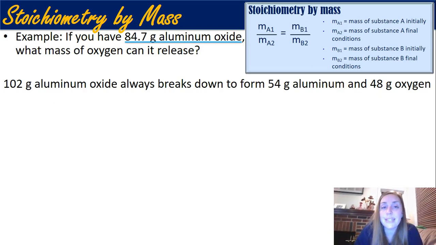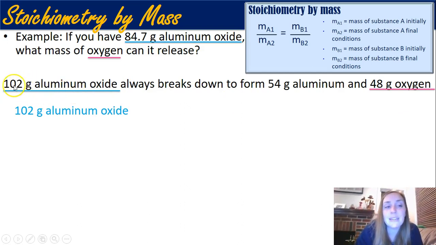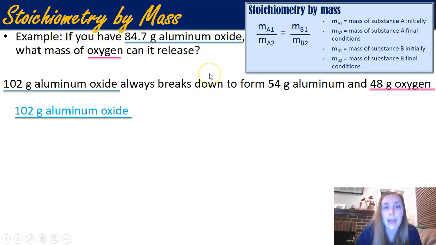well, we have 84.7 grams of aluminum oxide. So that's substance A. We have some mass of oxygen, substance B. We also have aluminum oxide down here, so that's substance A as well, which I'm labeling here in blue. And then we have oxygen over here, substance B. So we're going to start with just substance A, the aluminum oxide. I have 102 grams of aluminum oxide on the top. So since I'm putting this on the top, this needs to be on the top on the other side, but we're not there yet. We're dividing it by our other mass of aluminum oxide.